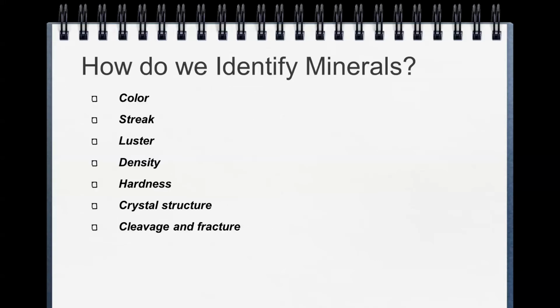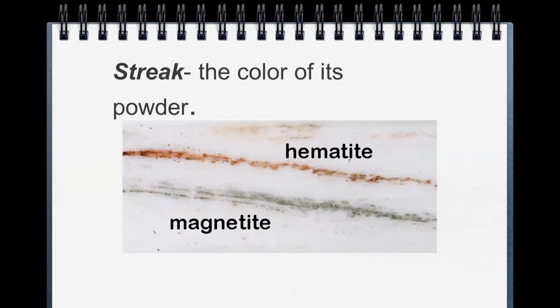So, how do we identify minerals? You can do it by the color, streak, luster, density, hardness, crystal structure, and then the cleavage and fracture. So the streak is the color of its powder. What you would do is take a penny or a nail of some kind, scratch it across a rock, and it would produce a powder, and you would see what color that powder was.